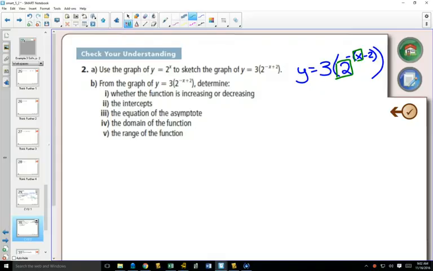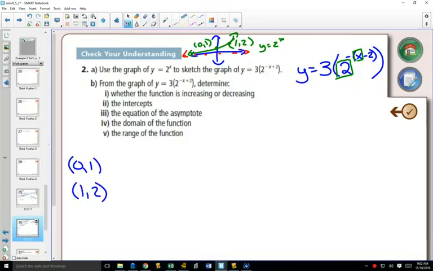So the first thing I'm going to do is draw a quick sketch of y equals 2 to the x so that I can see what my parent graph looks like and I can think about what's going to happen to those 2 points. So I have 0, 1 and 1, 2 and my asymptote at y equals 0.